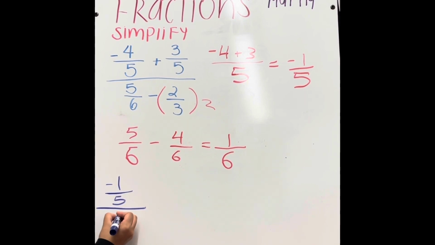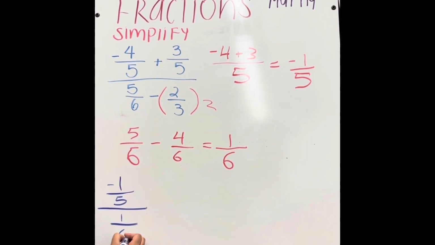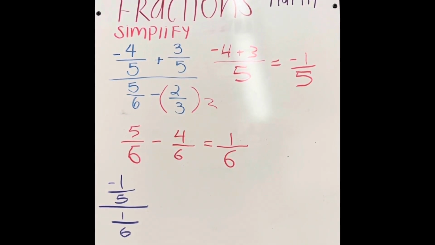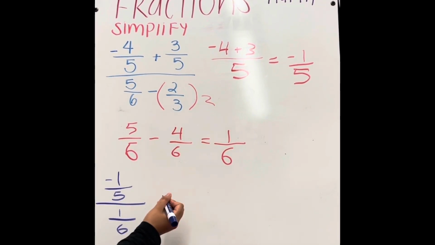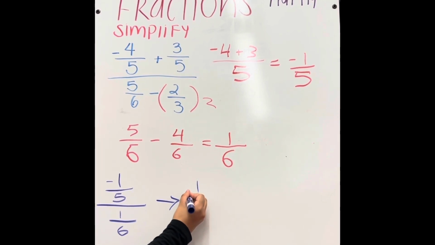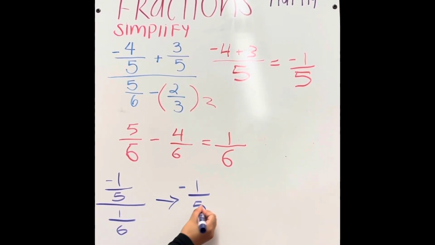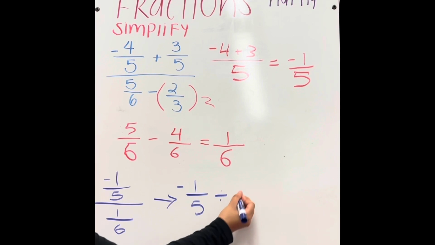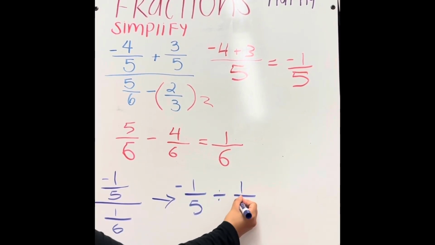And now you want to bring down these fractions and rewrite them as negative 1/5 over 1/6, or it will be equal to, say, negative 1/5 divided by 1/6.